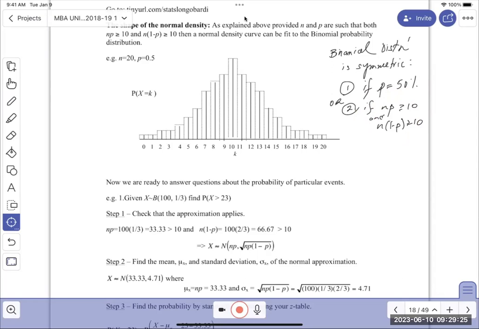Alternatively, you can also find symmetry if there's this relationship between the size of the sample, or the number of trials, in other words n, and the probability of success. So if these both are true, then we can approximate the binomial using the normal.